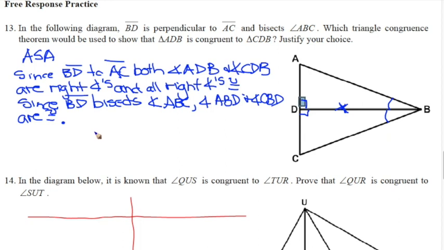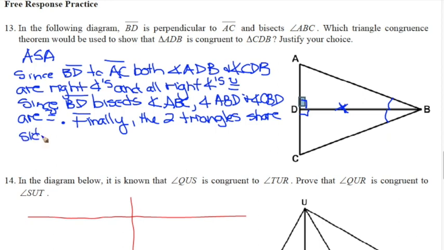Finally, the two triangles share a side. And this side is BD. Because it is included, it is a part of each of those two triangles. And that would be that.